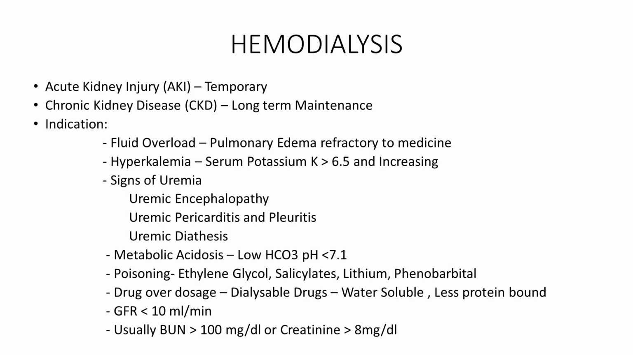And then there are certain poisons like ethylene glycol, salicylates, lithium, phenobarbital, and in them you have to perform hemodialysis. Then there are drug overdoses, of drugs which are dialyzable, which are water soluble and less protein bound, and can be removed by dialysis. Usually, dialysis is performed when the GFR is 10 ml per minute or less than 15 ml per minute. And the rule of thumb, as I have already told you, is that whenever the BUN is more than 100, which is a urea of 220, or if the creatinine is more than 8, in such situations, irrespective of the signs and symptoms or clinical conditions, it is always better to start dialysis.